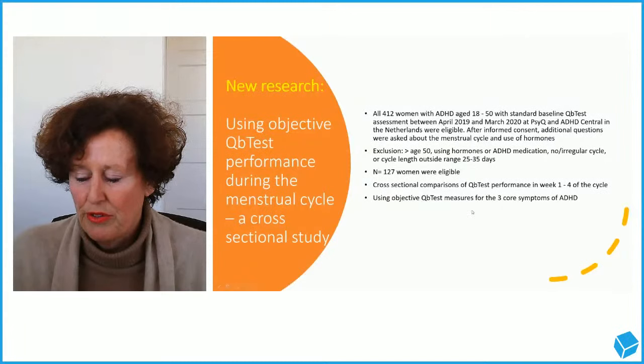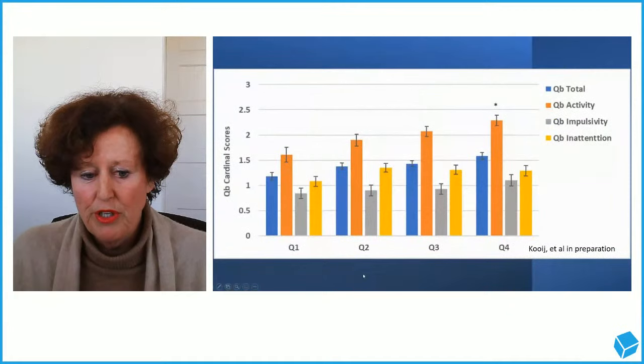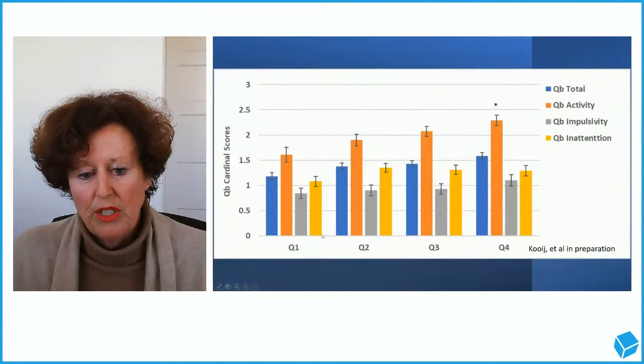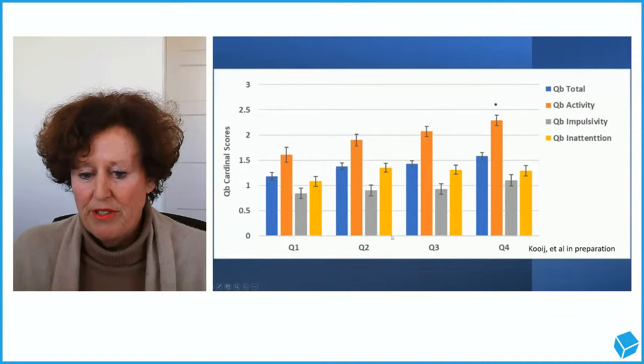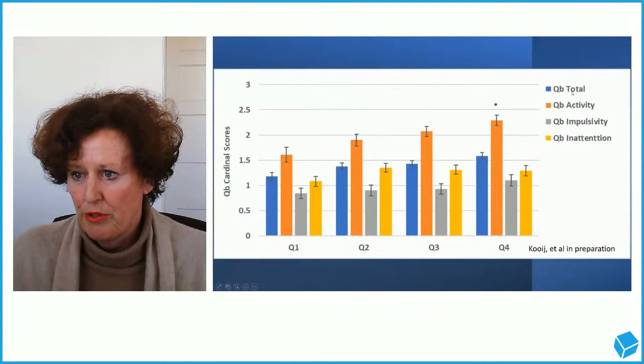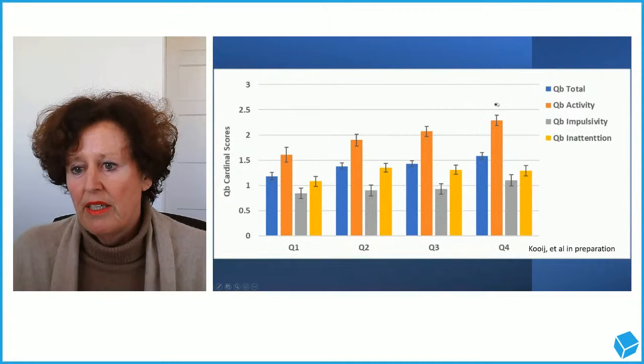And these are the results. We wanted to know, in the first quarter, so let's say the first week of the cycle, on the group level, is there an increased level of one of the domains of ADHD, hyperactivity, impulsivity, inattention, or the total measure, the QB total? Well, what we see at a glance is that in the fourth quarter, so the last week before the menstruation in the young women, there was a significantly increased hyperactivity level, but not the other ones. We expected all to be maybe more severe, but we only found hyperactivity to be significantly more compared to the other first three quarters of the cycle.